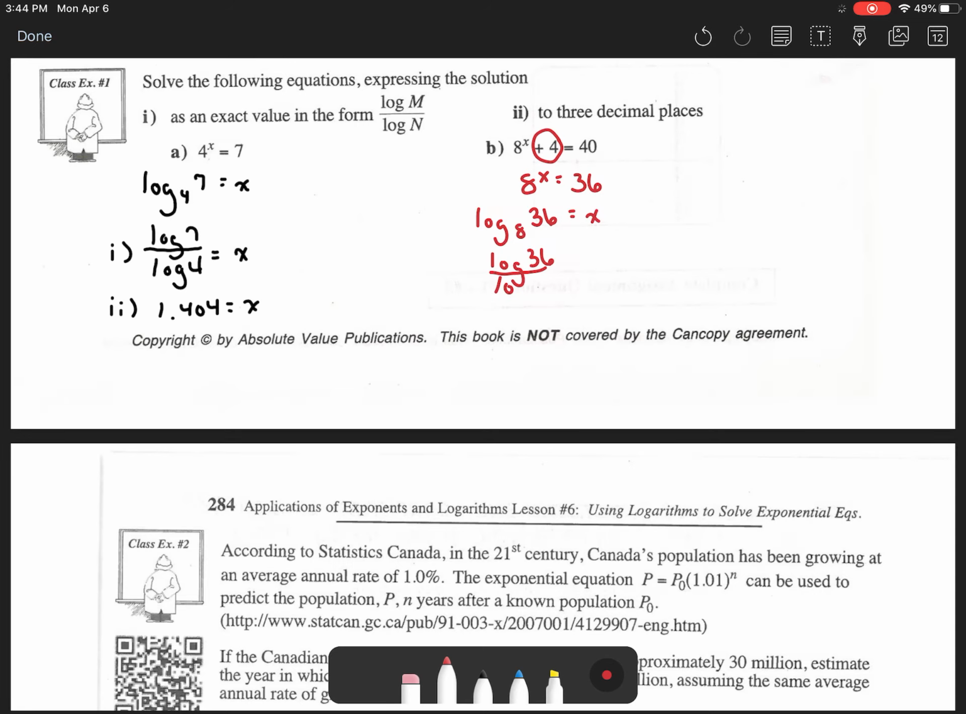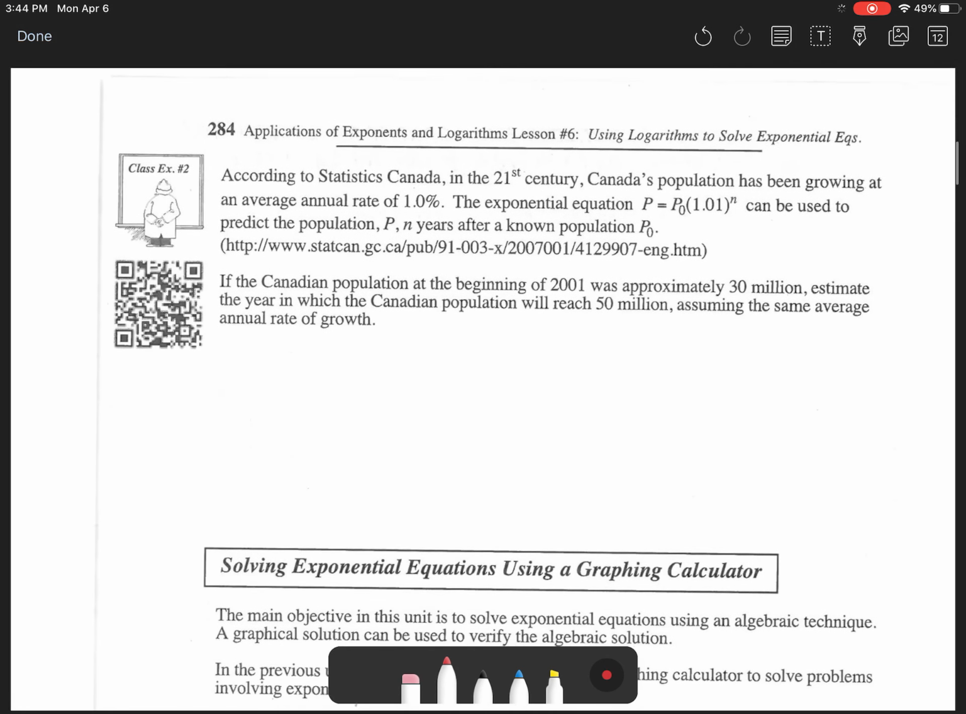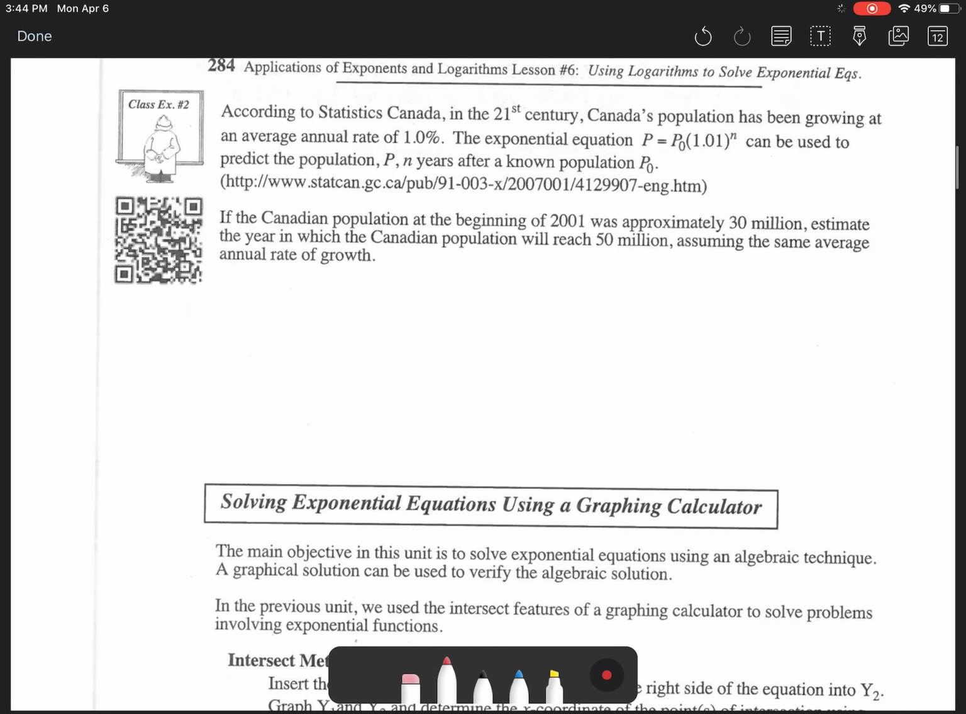So I will have log 36 over log 8 equals x, and that will be my exact value. And then to 3 decimal places, I'm going to go log 36 divided by log 8, and I will get that x has a value of 1.723. And there you go. All right, let's move on.